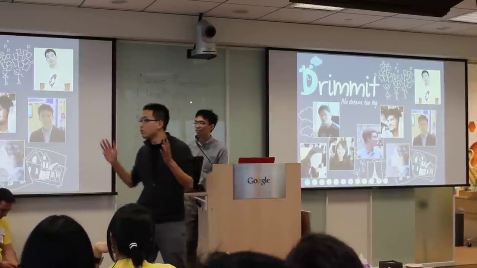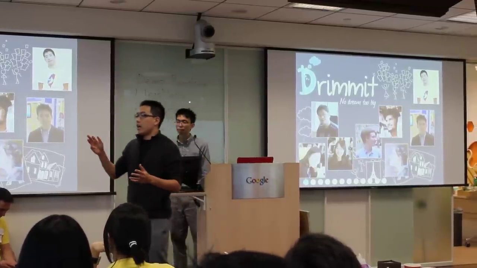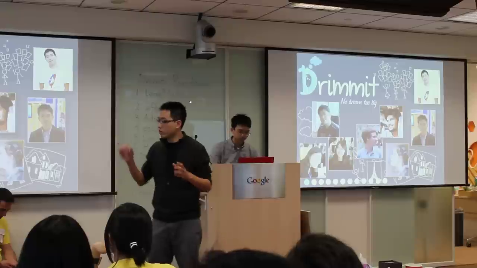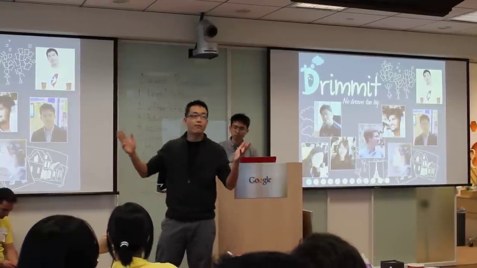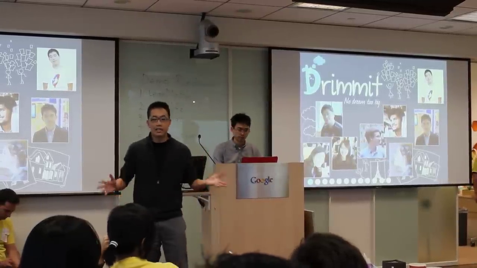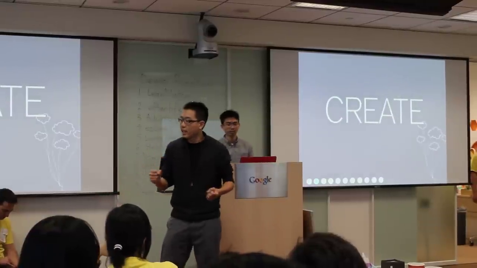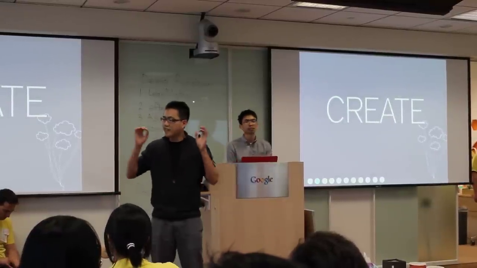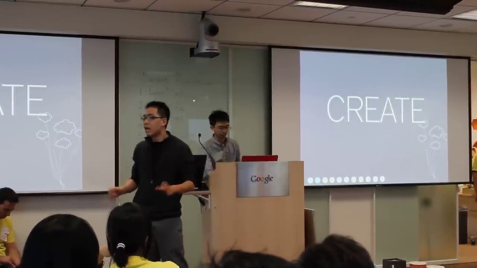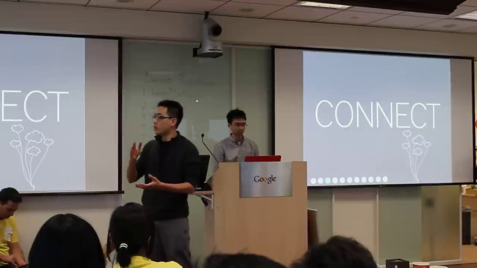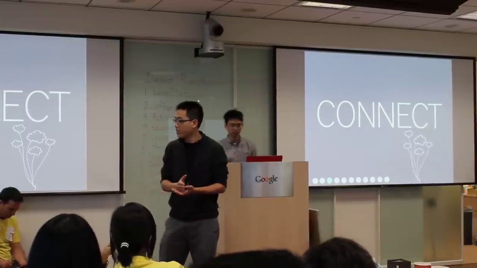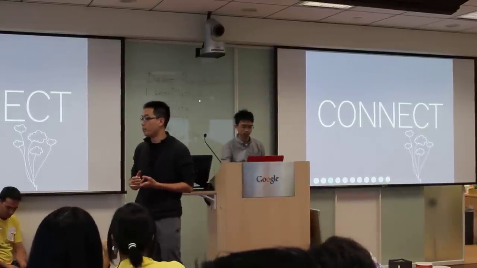Drimmit.com is a revolutionary social connection network where users can create, plan, share, and most of all, live their dreams. Create. Users can create and introduce their dreams in the most spectacularly visual ways. Connect. Based on their dreams, users can interactively share, comment, give, and receive help.